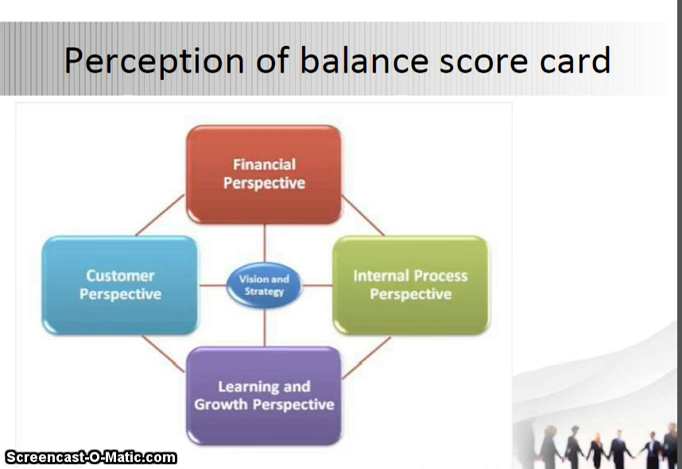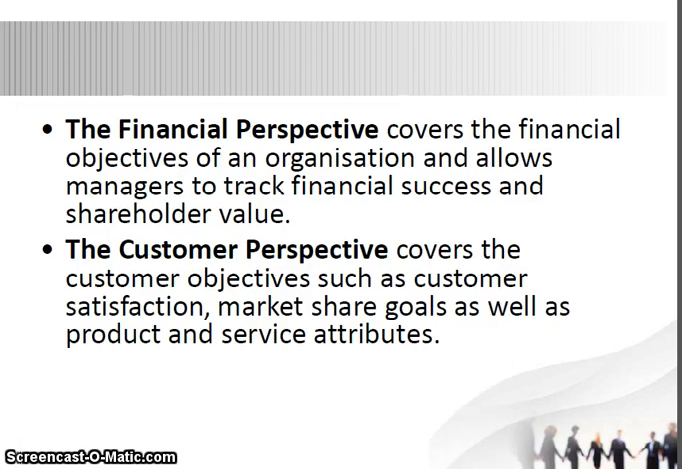This balanced scorecard can be applied from different perspectives. Here I have given the major perspectives of a balanced scorecard. One is financial, internal process, learning and growth, and customer perspective. So in each perspective a particular functional aspect is given more importance. For example, the financial perspective covers the financial objectives of an organization and allows managers to track financial success and shareholder value. Here the center stage is the financial objectives of an organization, and how these are accomplished by the various related activities of the organization.